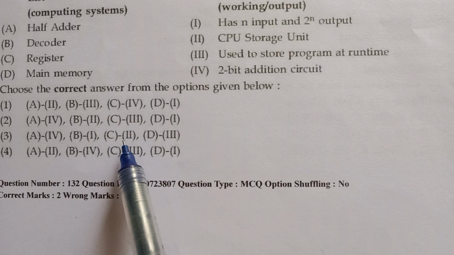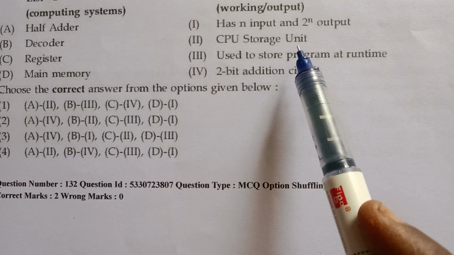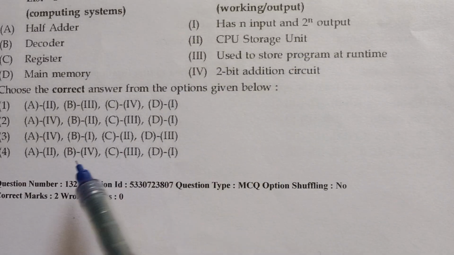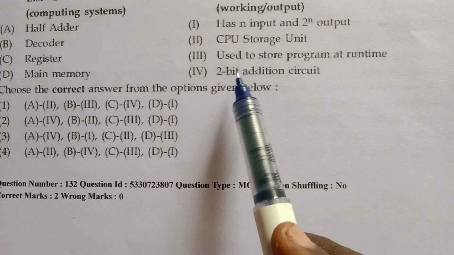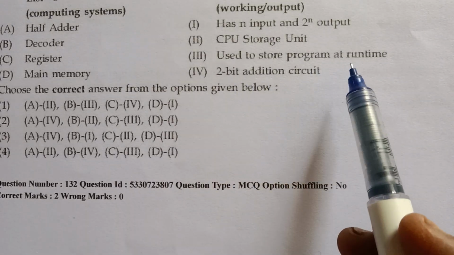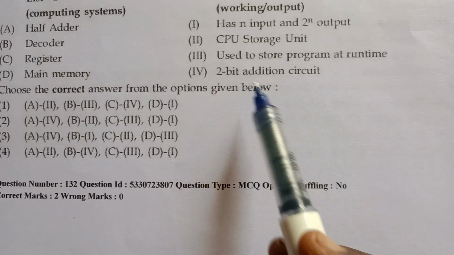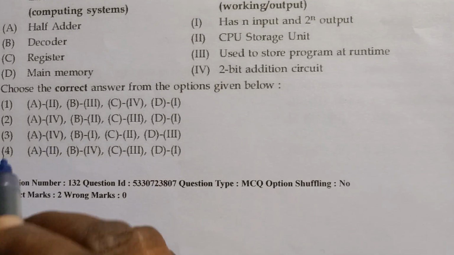Then C, register. What does a register do? Register is a CPU storage unit. And main memory is what? Main memory is used to store the program. At runtime, all the programs will be in the main memory. So it is used to store the program at runtime. Hence, the correct option is option number 3.